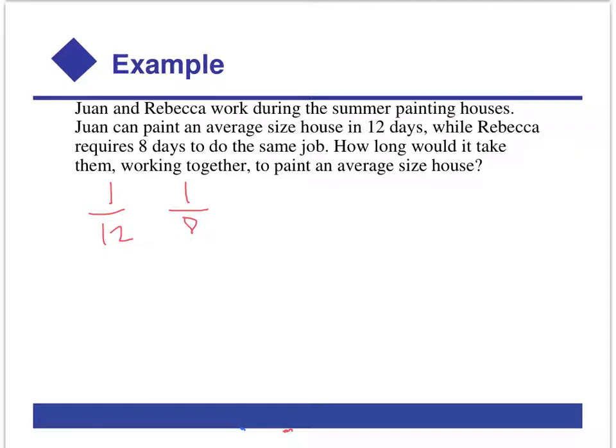Now remember, we're going to add these together because we want them to tag team the house. So we need a common denominator, so it's going to be 24. So 12 times 2 gives us 24, so 2 times 1 is 2. And then this winds up 2 plus 3. I'm already trying to give you the answer there. Plus 3.